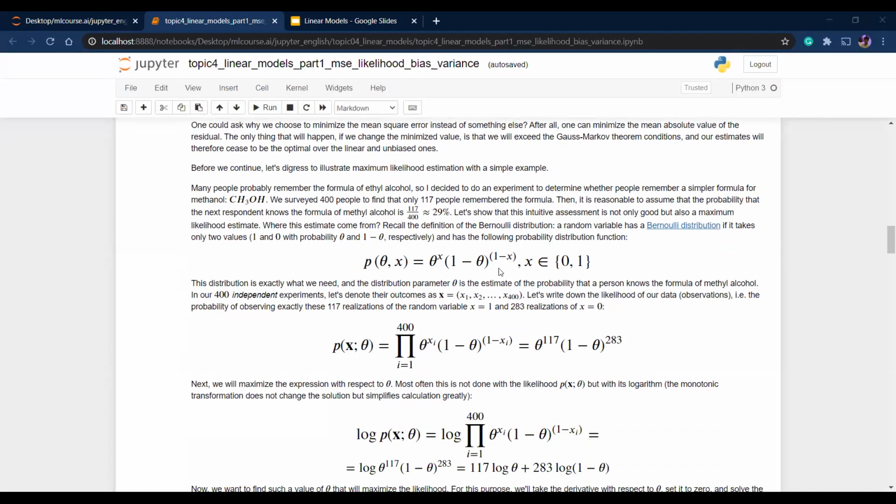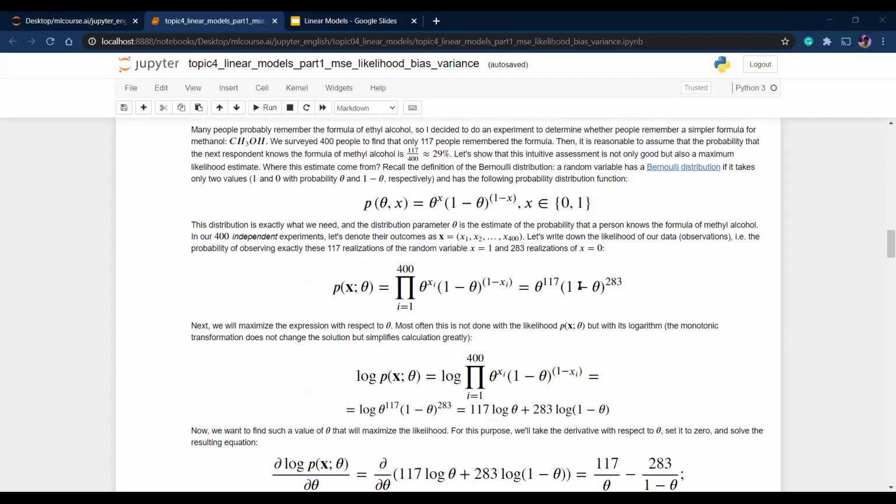And so we can use this formulation, which is called the Bernoulli distribution, to model the outcome of theta given the input. And x will be equal to 0 or 1. So either the person remembered the formula or did not. Okay, and theta is the parameter, which is nothing but the distribution parameter of the Bernoulli distribution. Okay, so you can Google up Bernoulli distribution real quick and see how it looks. So you will get an understanding of what the theta represents.